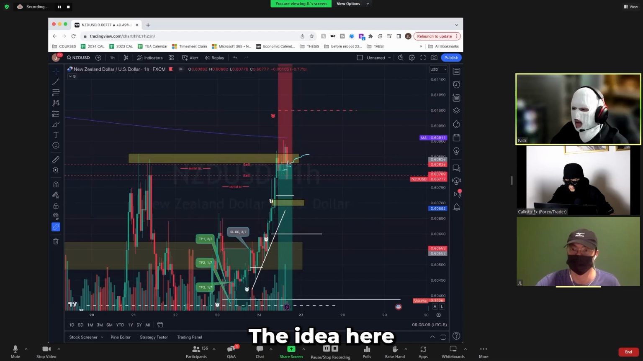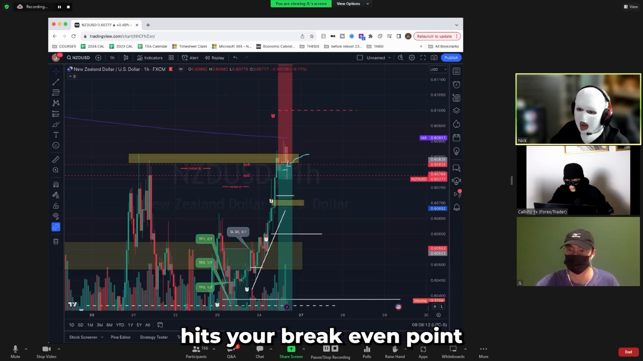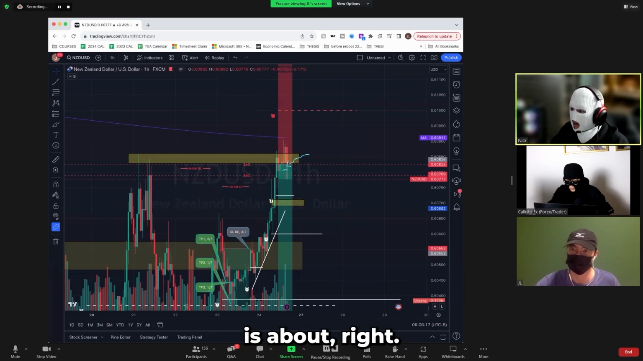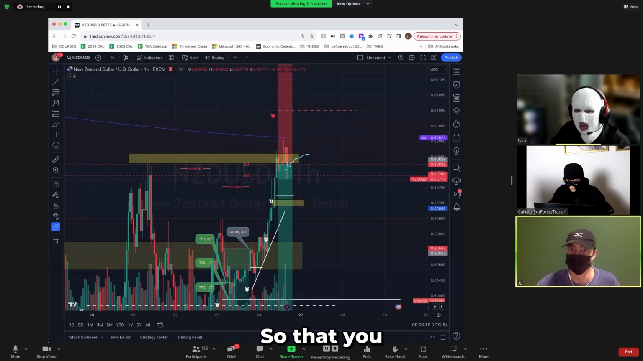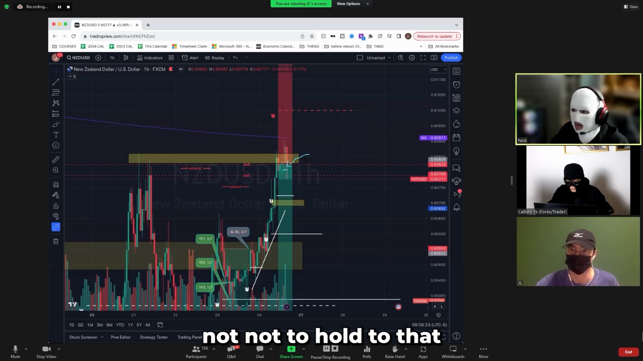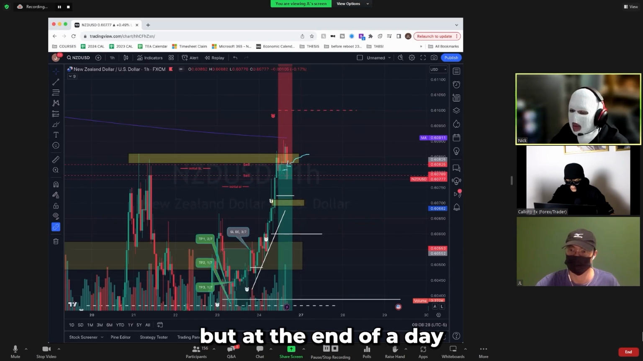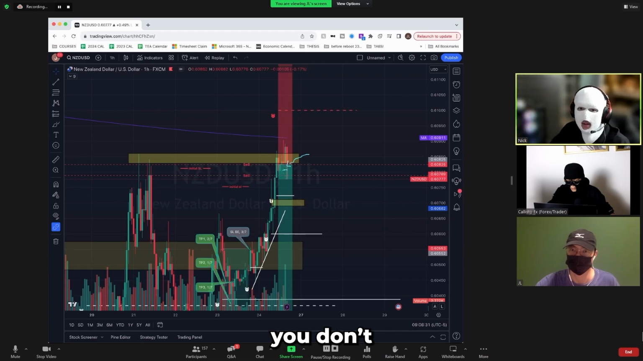Yes, correct. The idea here is to put money in your pocket, not to leave your runners running, and then when it comes back, it hits your break-even point, you don't take any money. You really need to put money in your pocket, because that's what trading is about. Taking trades so that you earn money from the market, not to hold to that unrealistic target, thinking that I'm going to make a huge amount of money, but in the end of the day you don't make it and you feel bad about yourself.